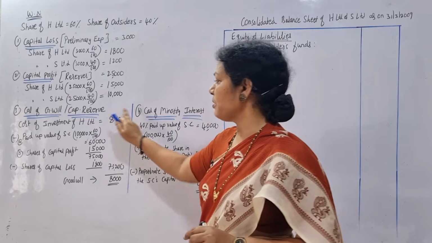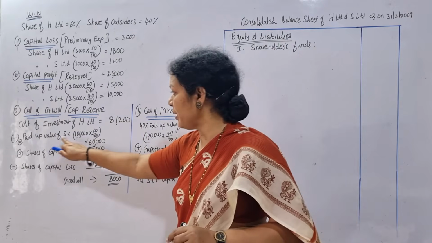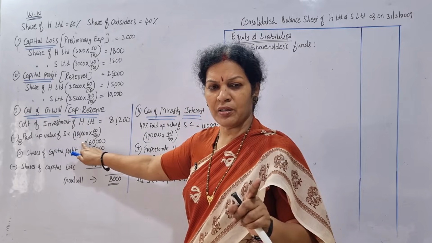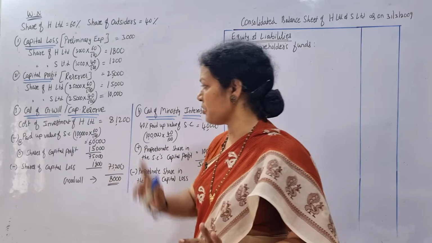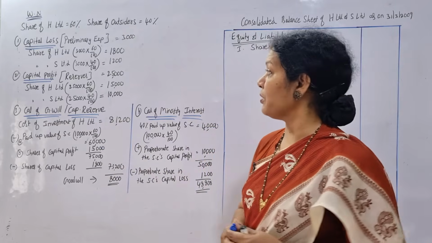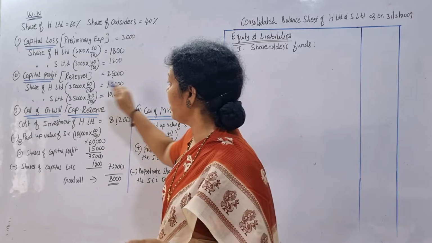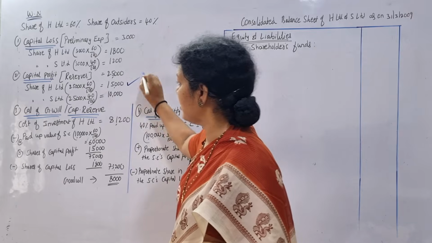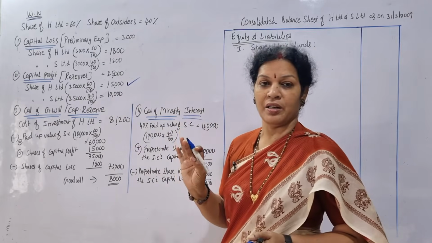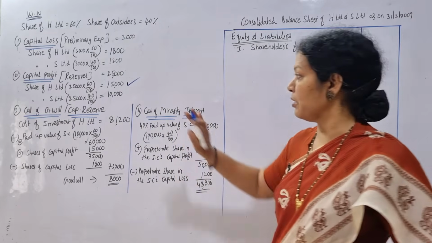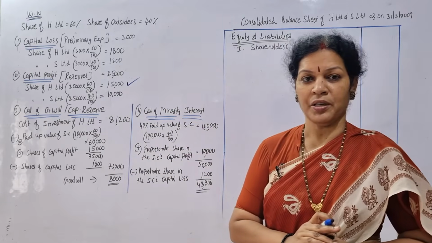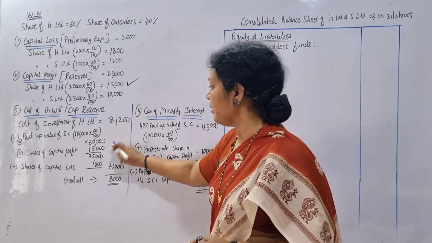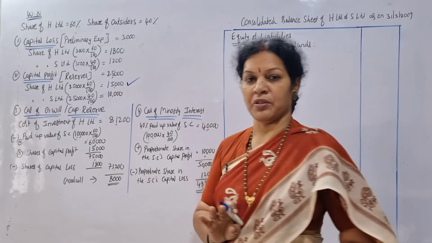Total amount is here, investment is 81,200. Paid up value is total, their capital is 1 lakh, but 60% only they are investing. 60% comes to this much. And capital profit of H Limited we will take. In the goodwill or capital reserve calculation, H Limited 15,000 we have written here. Okay, 15,000, and if you add up, you are getting 75,000.